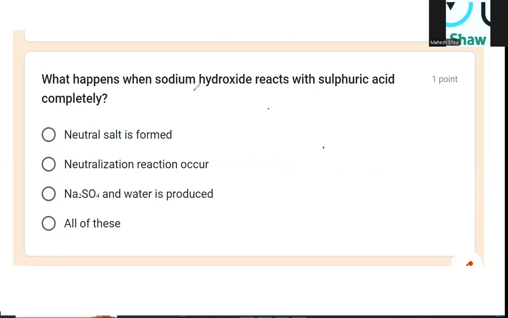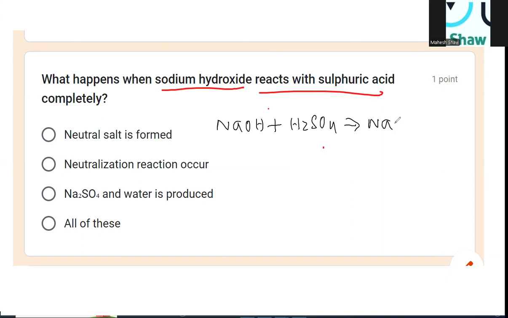The question says, what happens when sodium hydroxide reacts with sulfuric acid? So we know that sodium hydroxide is a strong base. Sodium hydroxide is a strong base, NaOH, and if it reacts with sulfuric acid, which is again a strong acid, so therefore the salt has to be neutral, that is Na2SO4 plus water. So the general reaction is a base reacts with an acid to give salt and water.